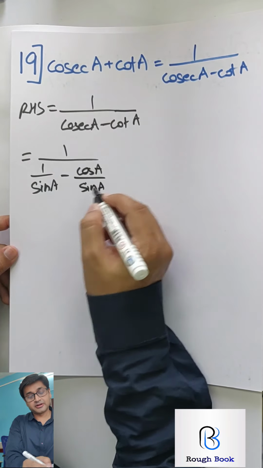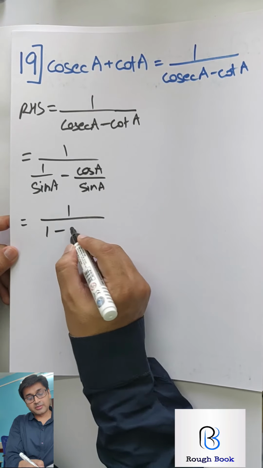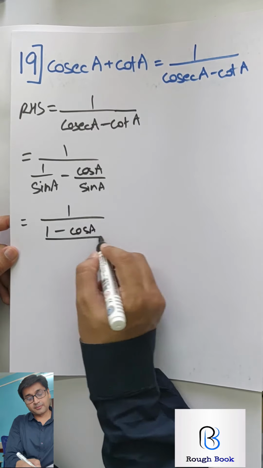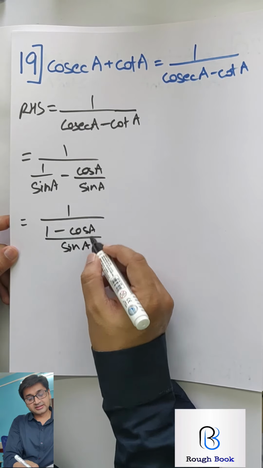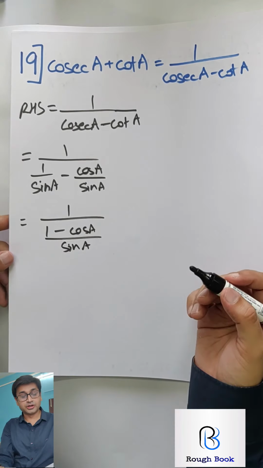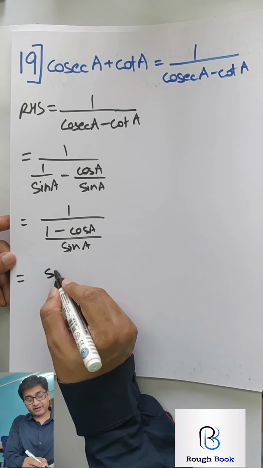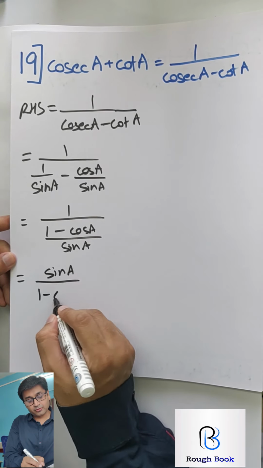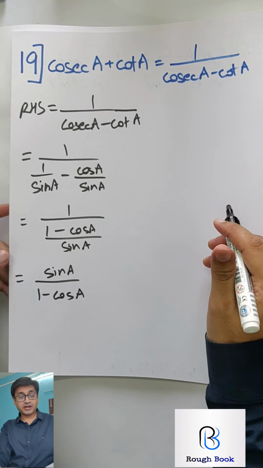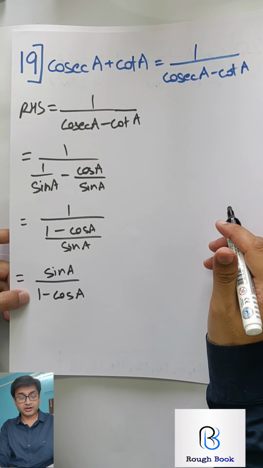Take the LCM in the denominator. So 1 minus cos A upon sine A. And this denominator's denominator goes to the numerator. So I will get finally sine A upon 1 minus cos A. Now that you've reached here, it is tough now.